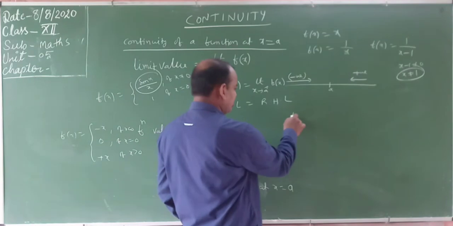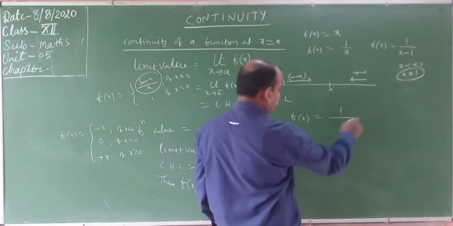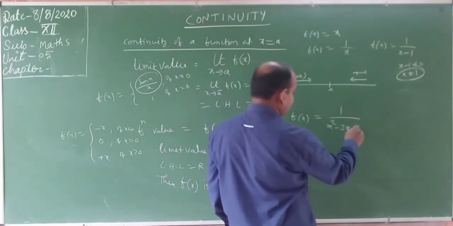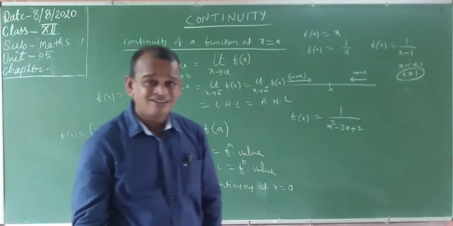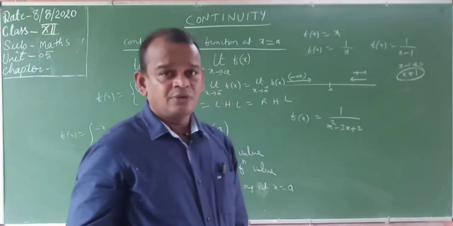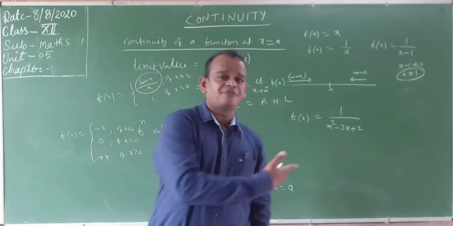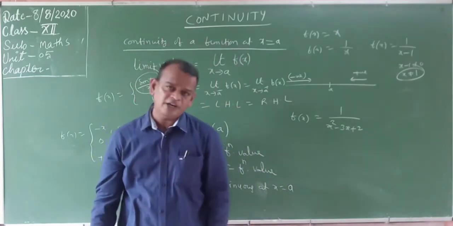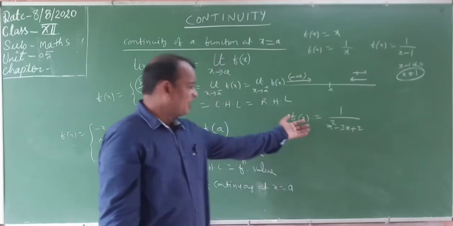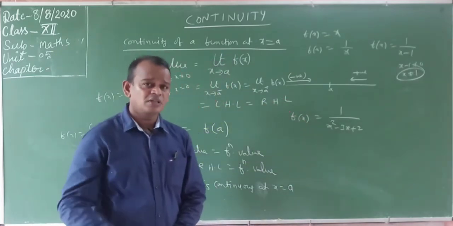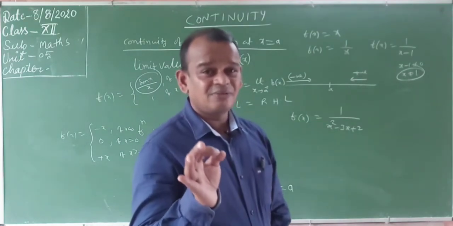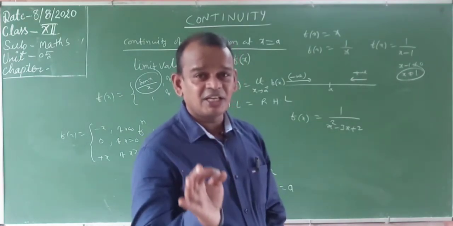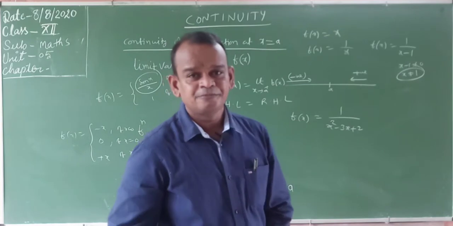Very important: f of x is equal to 1 by x square minus 3x plus 2. This is given. Find the discontinuity of the function, that is, at what value of x the function is discontinuous. I already told you, if it is defined at every value of x, it is continuous on R. We will find where the function is not defined.